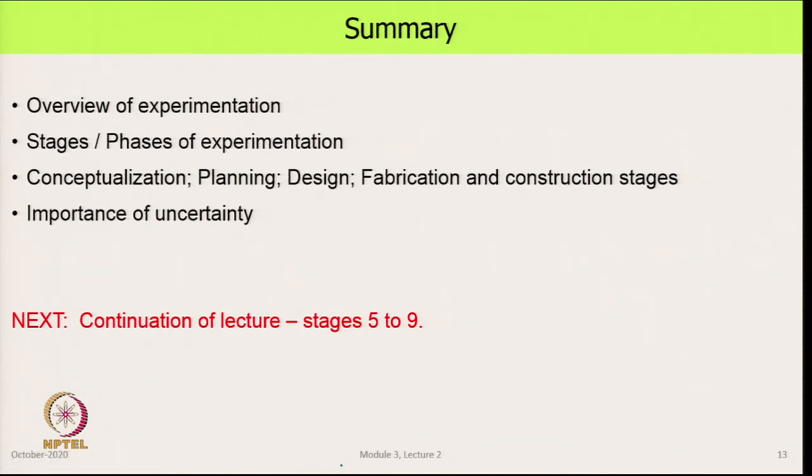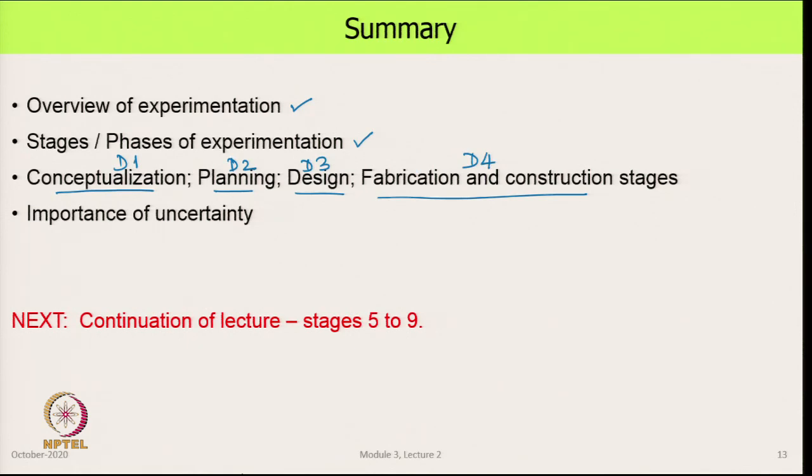On that note, we will conclude this lecture here and continue in the next lecture. In this lecture, we have had an overview of experimentation, where we looked at what are the different stages and phases of experimentation, how they go in a sequence and how there is iteration between phases and within a phase. Conceptualization phase, planning phase, design phase. So, these were the phases that we have looked at in detail now. 4 phases that we have called these D1, conceptualization phase, planning D2, design D3, fabrication and construction D4.